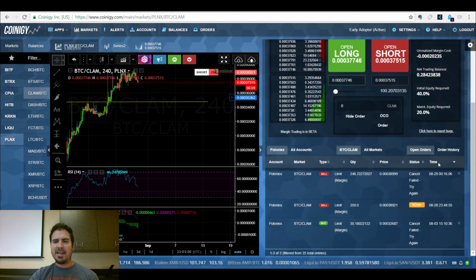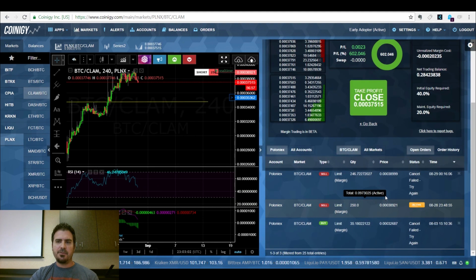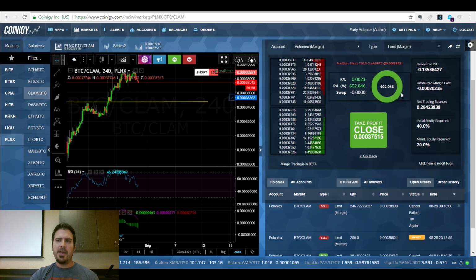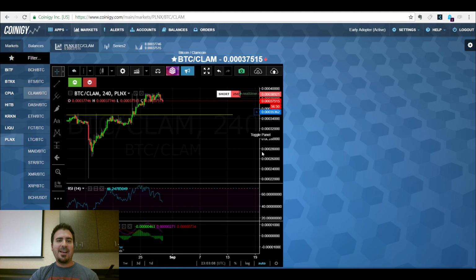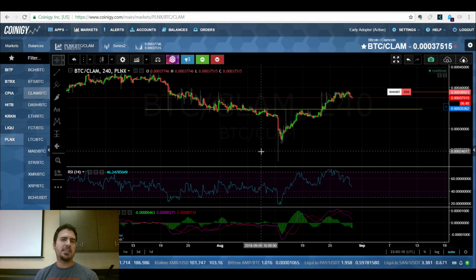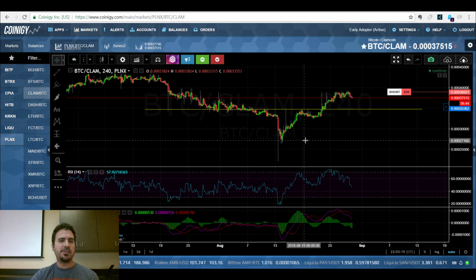But if I go back to Coinigy, you can see here's my active trade. If I got out right now, I would make a profit. Not a huge profit, but a profit nonetheless, and that's what you want. You want consistent profits, guys, for several months before you start adding large positions to trades like this, okay?